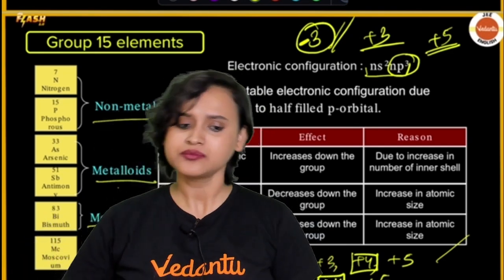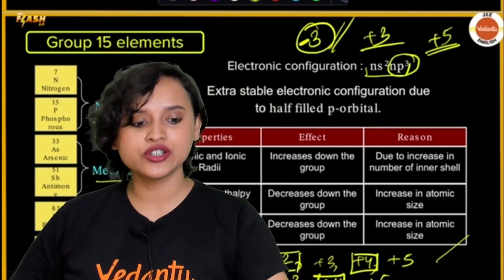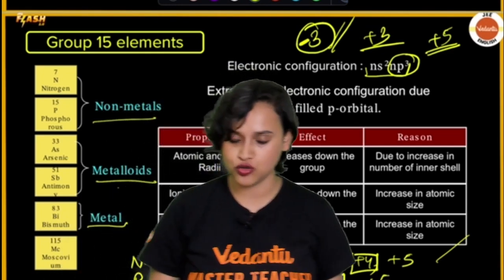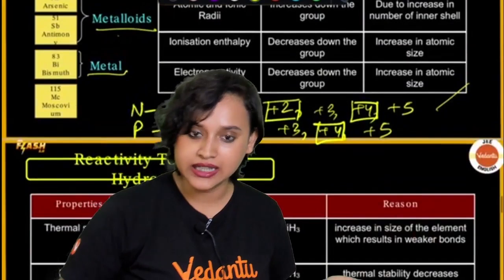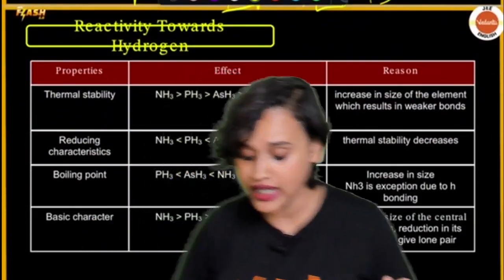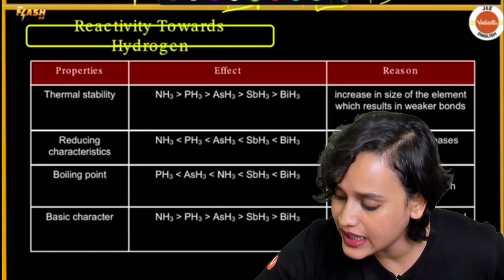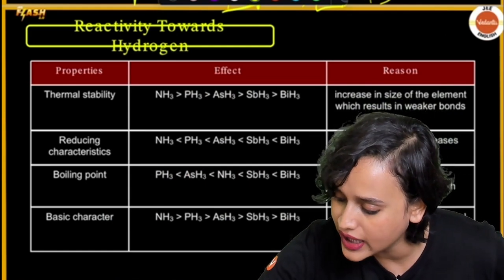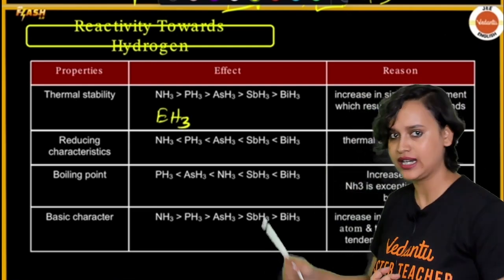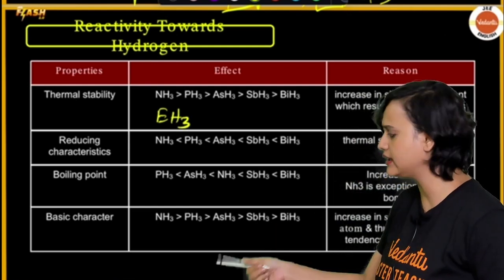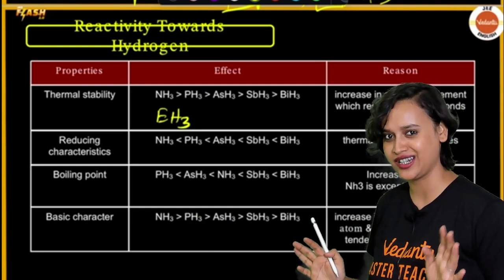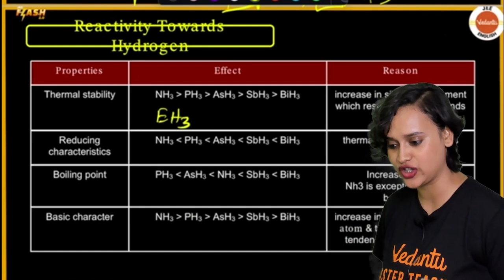Now guys, we are going to take a look at the chemical reactions, that is, reaction with hydrogen. When the nitrogen family reacts with hydrogen, what do they form? They form hydrides of the nature EH3. Let us consider E as the element and then H3. Why H3? We have just spoken about the common oxidation state, so obviously it will form EH3.